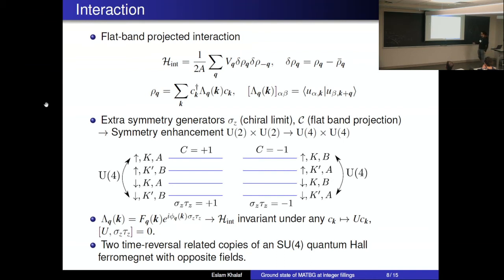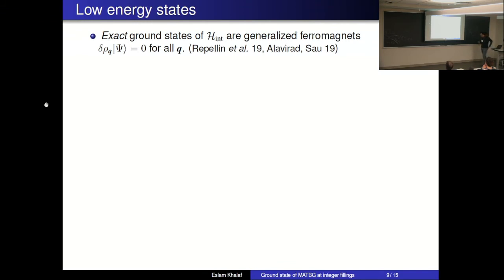So this problem relates the twisted bilayer graphene to a more familiar problem, which is a pair of SU4 quantum Hall systems in opposite magnetic fields that are related by time reversal symmetry. And for this problem, it's actually known that the ground states are ferromagnets. Of course, here I'm writing that they are generalized ferromagnets because I can start with a general SU4 ferromagnet and then apply any U4 times U4 rotation to get any state I want.